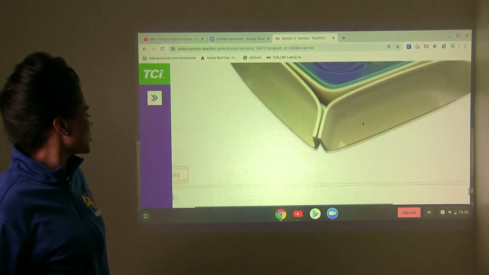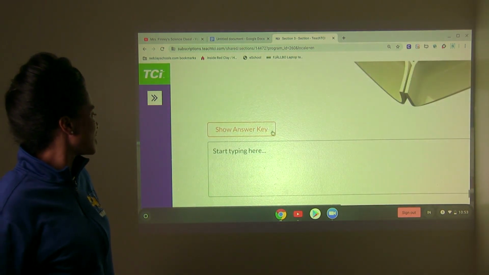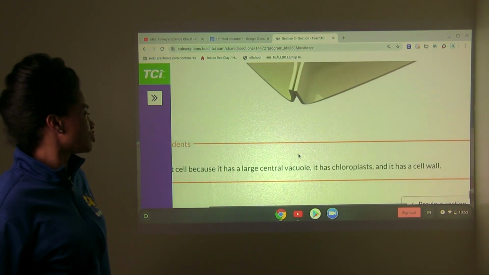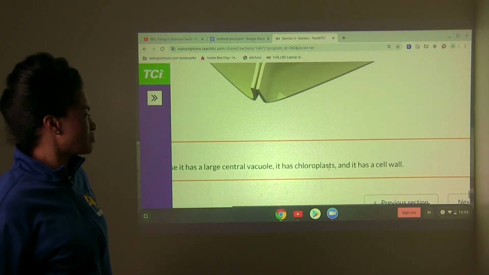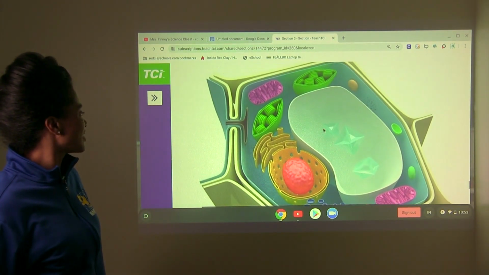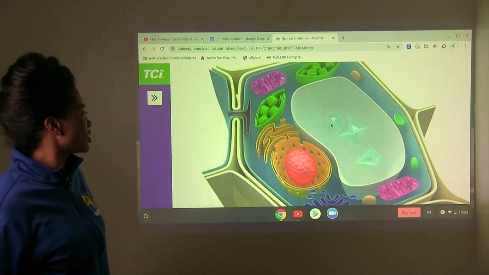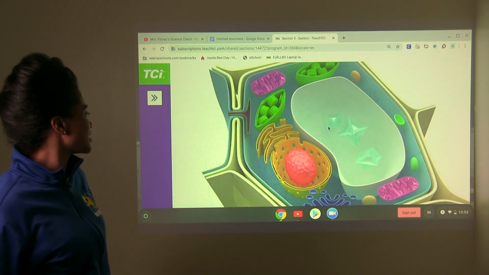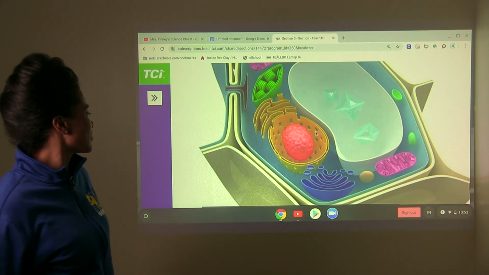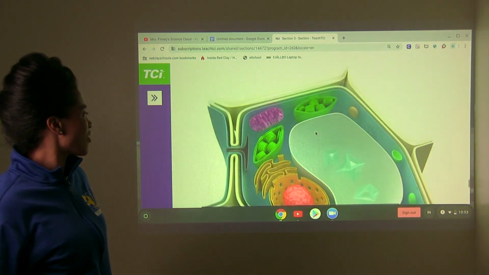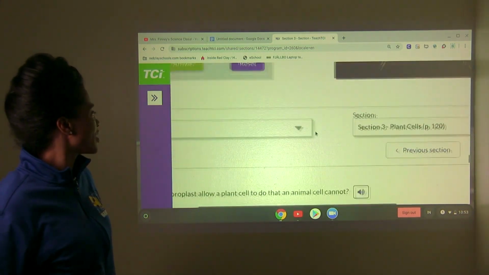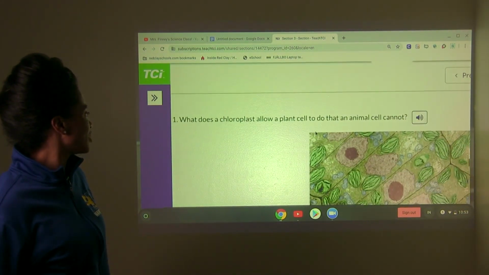All right, here we go. Answer says the cell is a plant cell because it has a large central vacuole. It has chloroplasts and it has a cell wall. Check it out. All right, so you have your central vacuole, your chloroplast, and your cell wall. Good job. So we now know the three structures that you would have in a plant cell that you would not have in an animal cell.